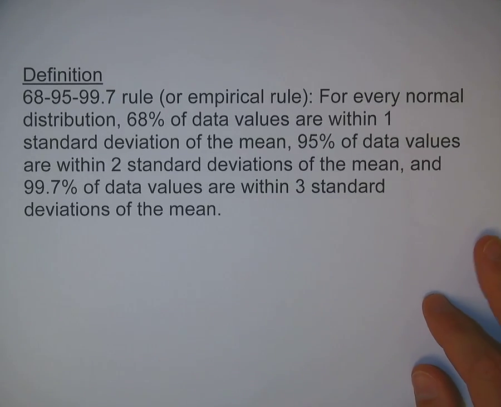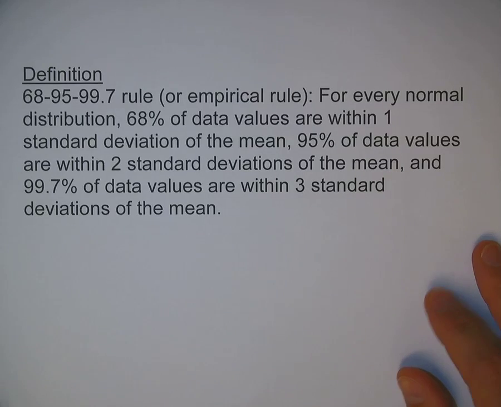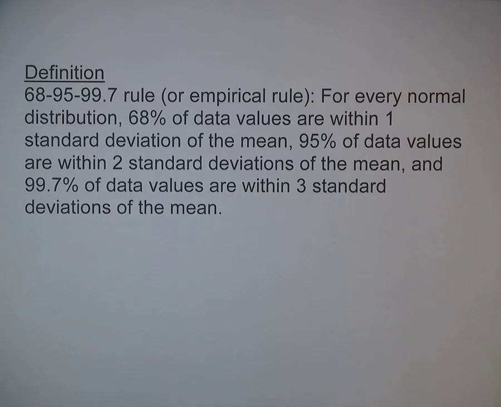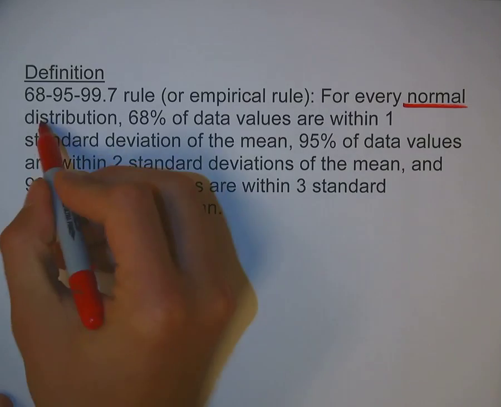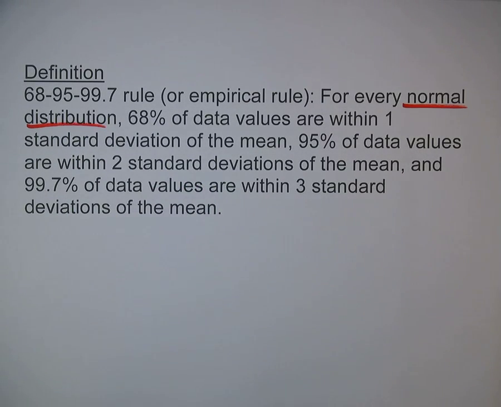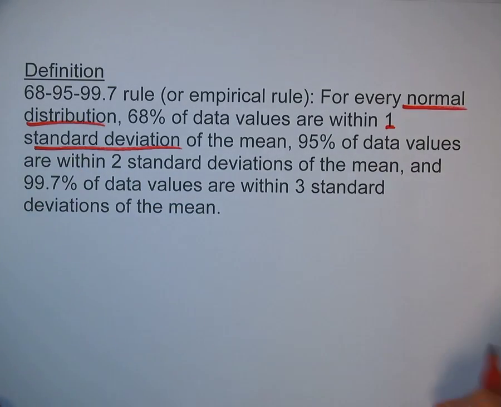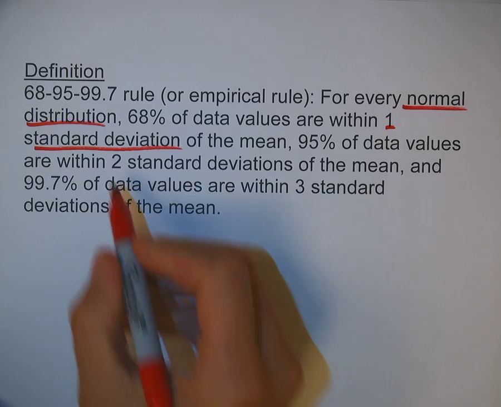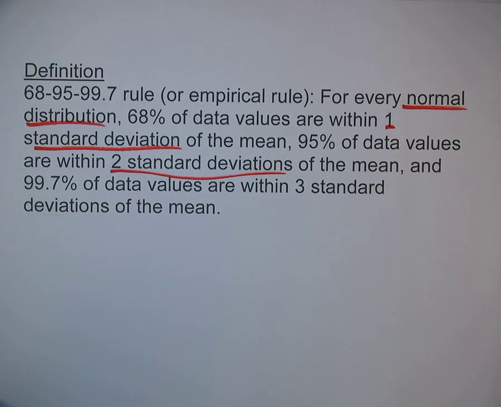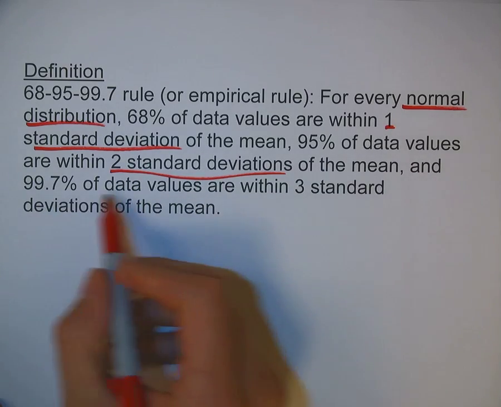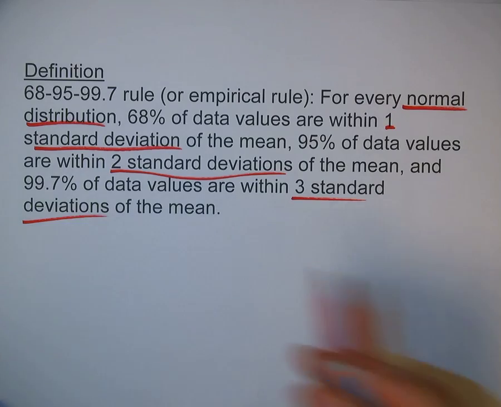So let's start with the definition of this rule. Sometimes this 68, 95, 99.7 rule is also called the empirical rule. And what it states is that for every normal distribution, okay, so this works for any normal distribution, 68% of the data values are within one standard deviation, 95% of data values are within two standard deviations, and 99.7% of data are within three standard deviations.